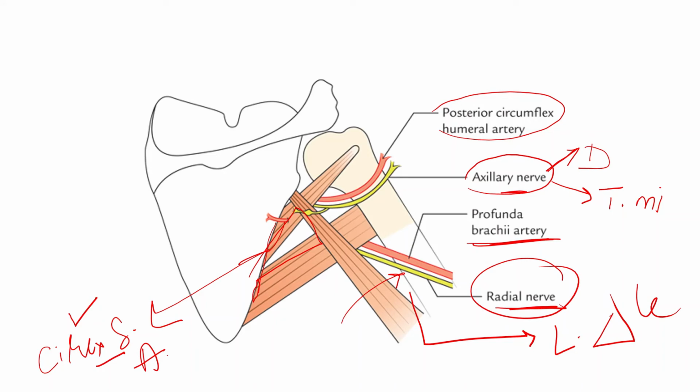Yes, I repeat, the contents of all the spaces. The quadrangular space contains the axillary nerve and the posterior circumflex humeral artery. The upper triangular space contains the artery, that is the circumflex scapular. The lower triangular space contains the radial nerve and the profunda brachii artery.